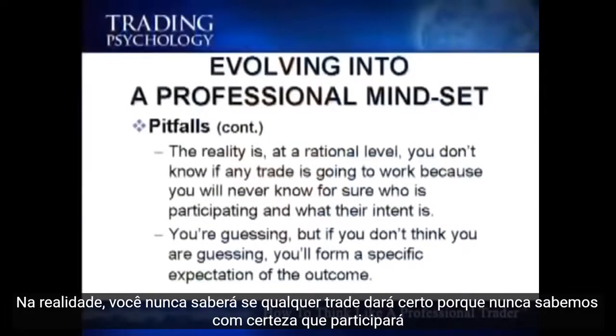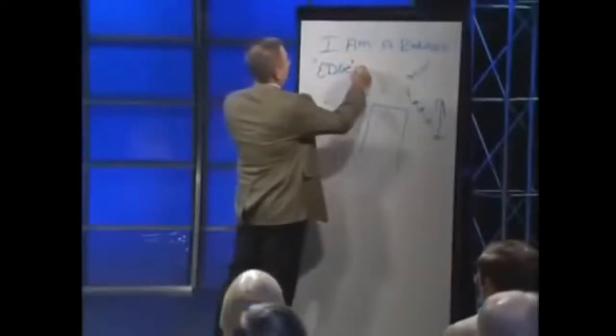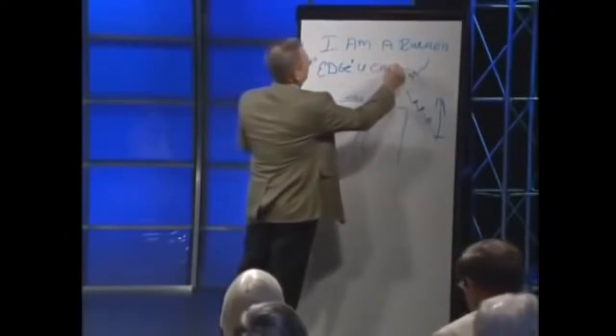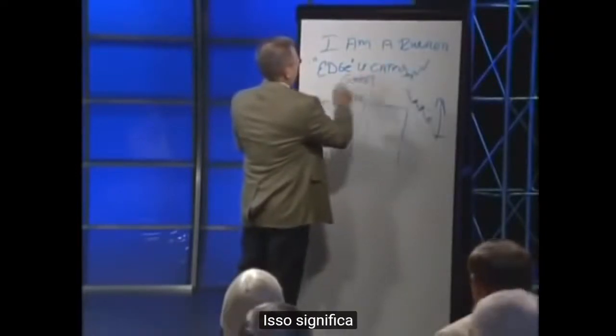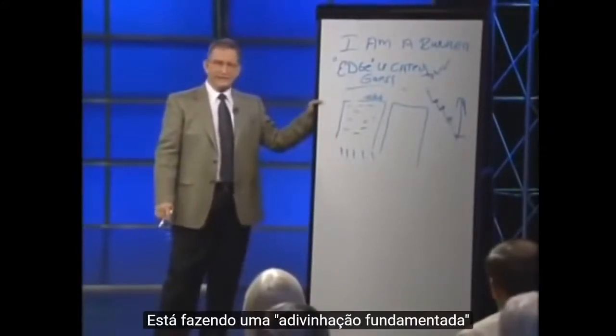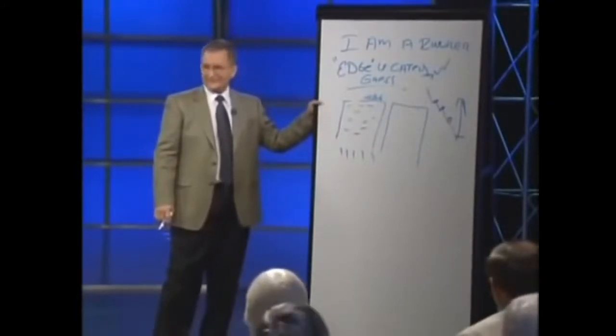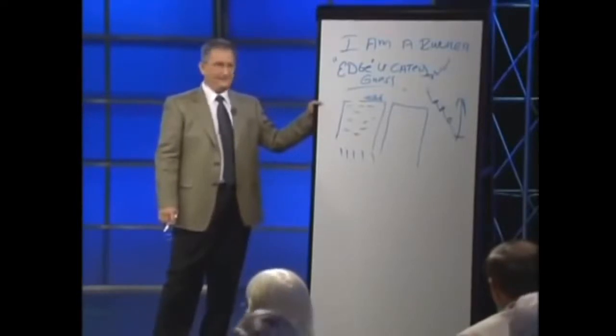The reality is at a rational level, you don't know if any trade is going to work because you never know for sure who's participating and what their intent is. You're guessing. See, you know what traders are? An educated guess. This is what we do as traders. Edge. Got an edge. Educated guess. That means probabilities. You're making an educated guess. You've got the probabilities in your favor. That's all we're doing here.